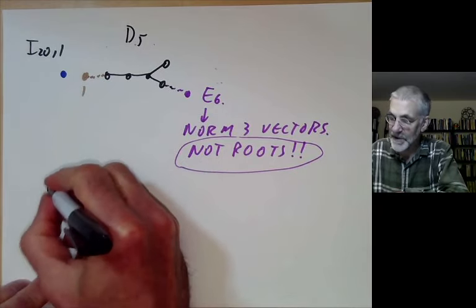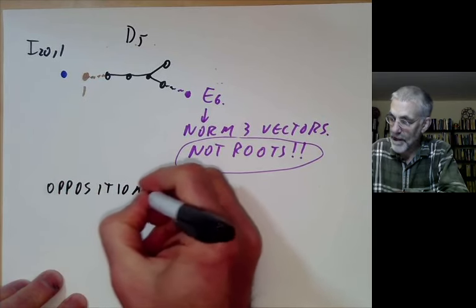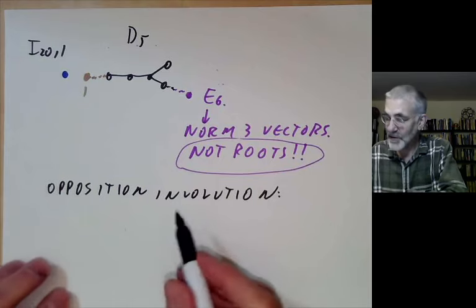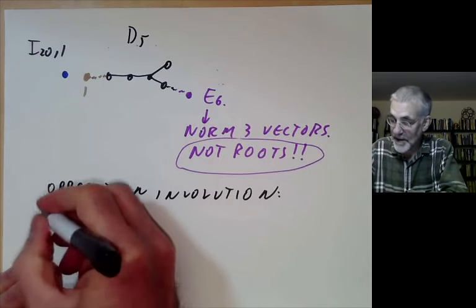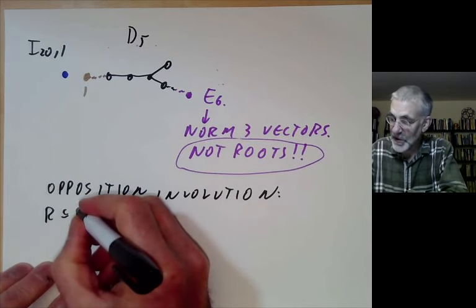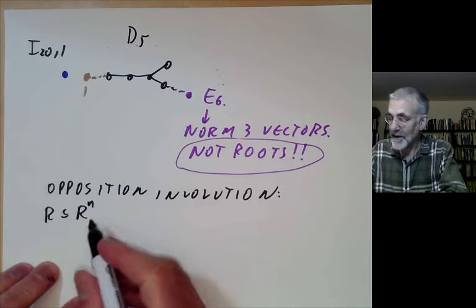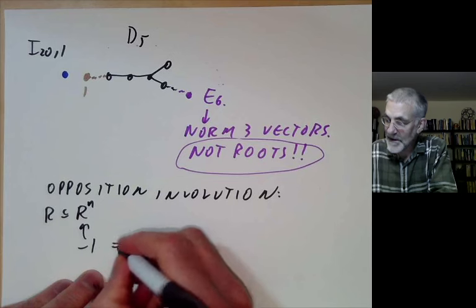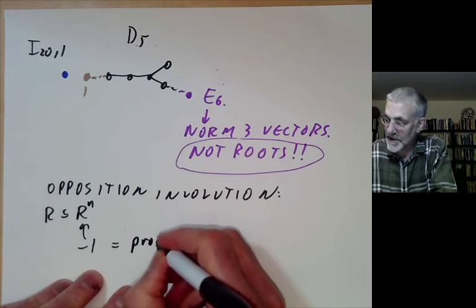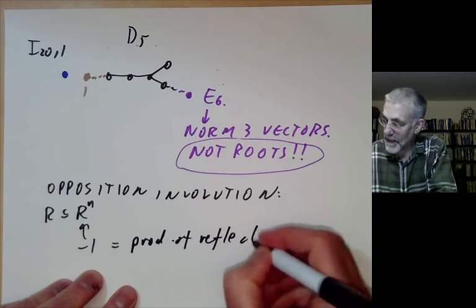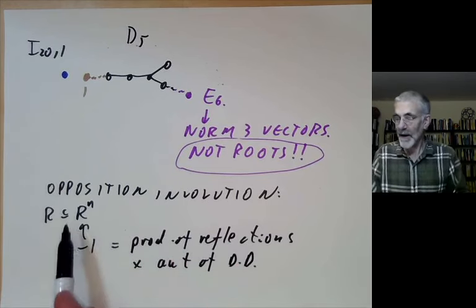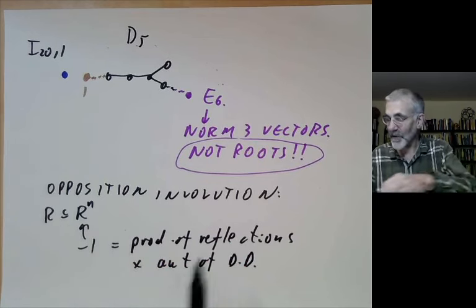Dynkin diagrams have something called an opposition involution. And what this does is, if the root system is contained in Euclidean space Rn, then Rn has an automorphism -1. You can just multiply all vectors by -1. And this can be written as a product of reflections times an automorphism of the Dynkin diagram. This automorphism turns out to be of order 1 or 2, and we can see what it is in various cases.